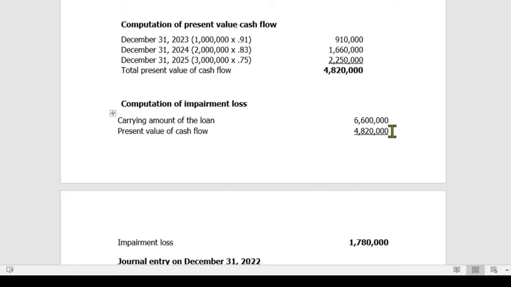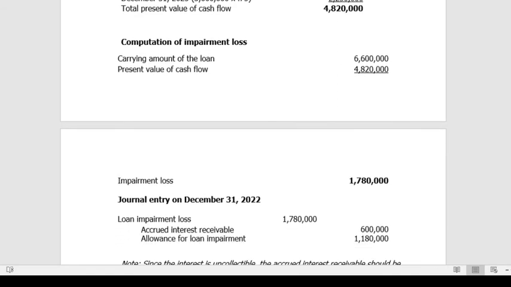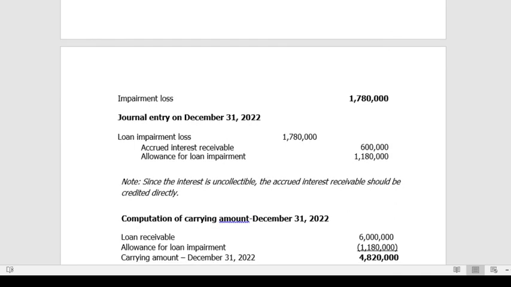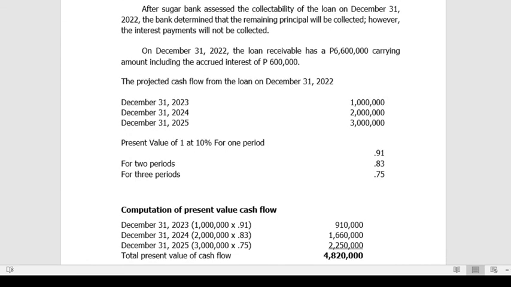6,600,000 minus 4,820,000, ang impairment loss ay 1,780,000. Dahil mas malaki ang carrying amount than the present value, ay meron ng impairment loss. Ibig sabihin, bumaba na yung value ng yung loan receivables. How do you recognize the loan impairment loss? Since it is determined at December 31, 2022. Tingnan nga natin yung provision kung kailan yan determine. Okay. Kahit pala hindi mo na compute, sinabi na pala dito on December 2022, the loan receivable is at 6.6 million carrying amount including the accrued interest of 600,000.